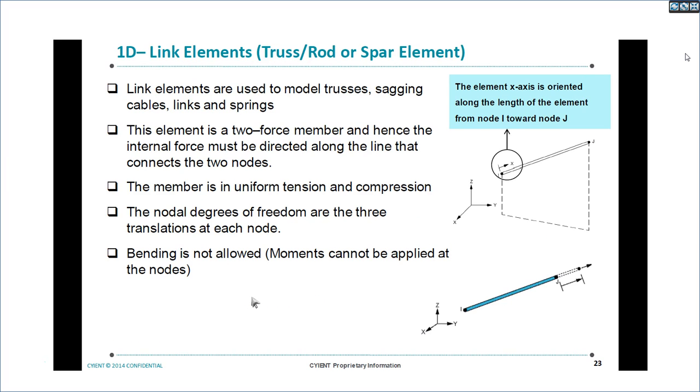Coming to 1D link elements. Link elements are used to model trusses, sagging cables, links and springs. A link element is a two-force member, and the internal force must be directed along the line that connects the two nodes. The member is in uniform tension or compression, so it can take both tension and compression loads. Degrees of freedom will be 3.